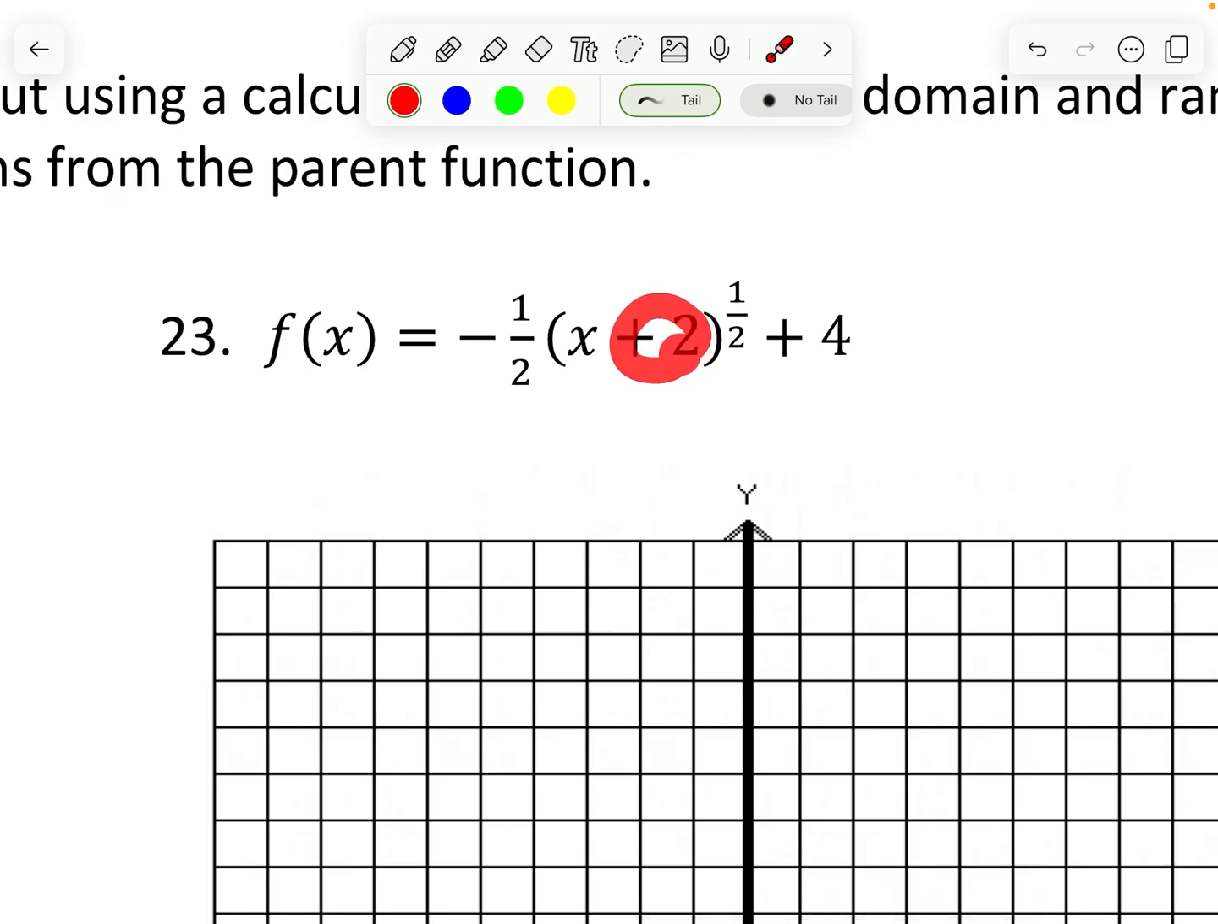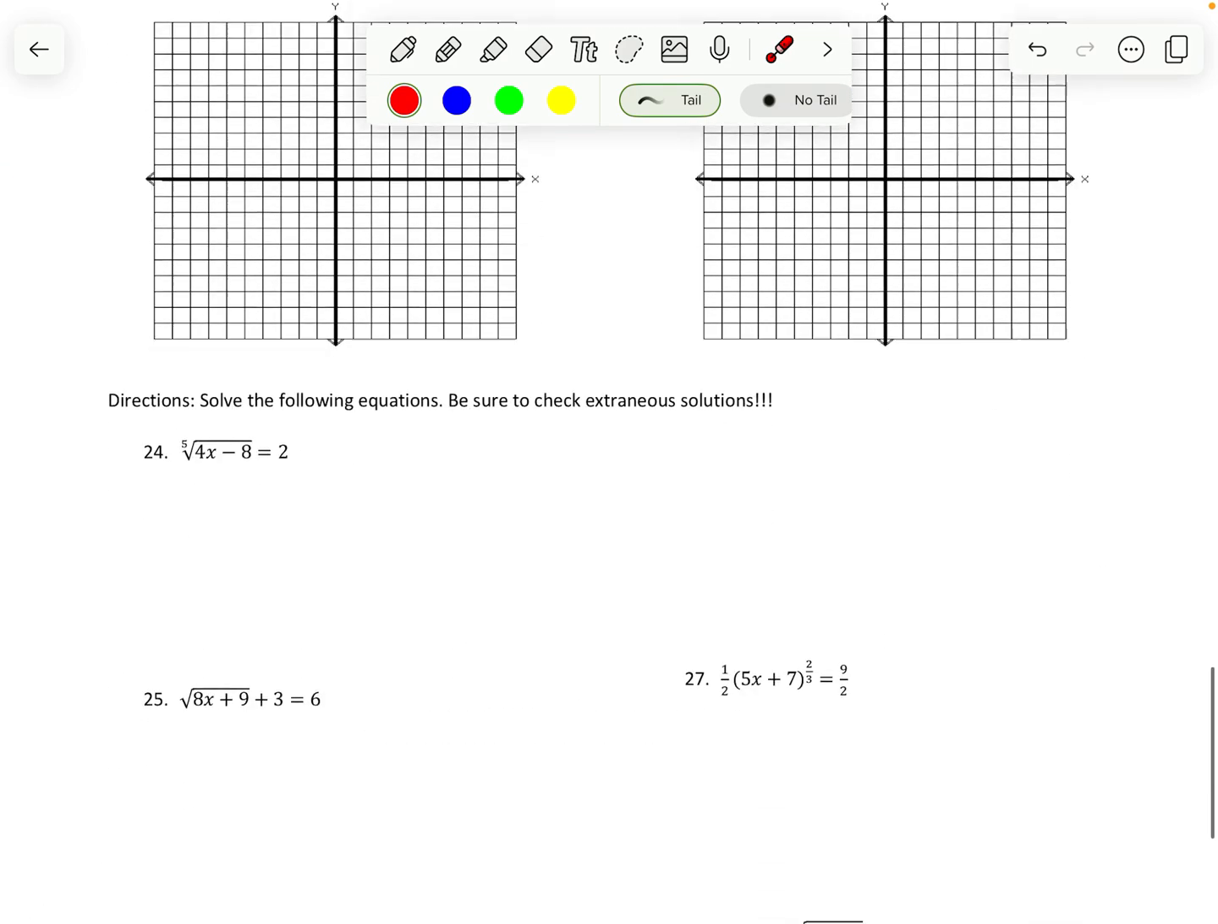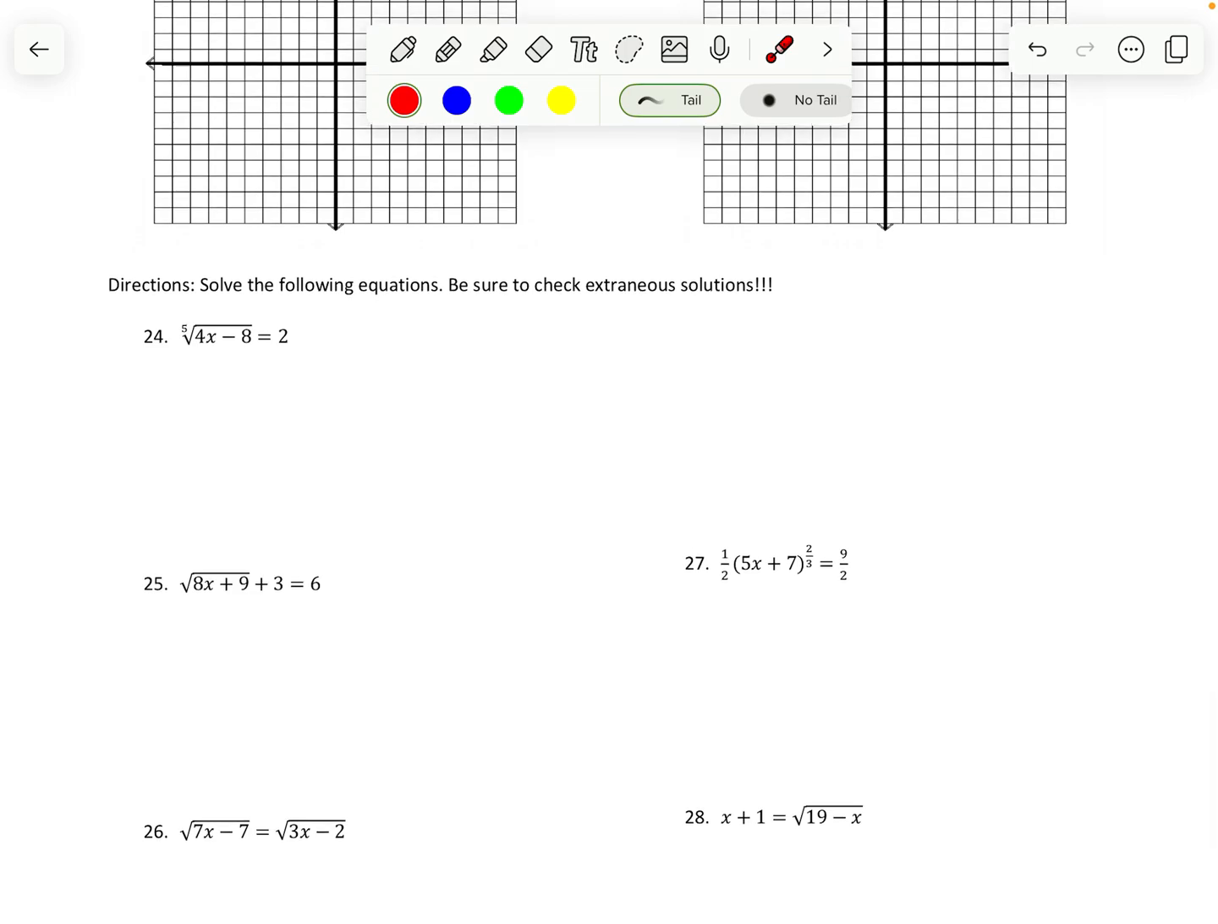This number is going to move a graph left 2, stretch it by 1/2, so it's actually a shrink in that case. This flips it, and then this moves it up 4. So always do this transformation last. Okay, but again, you can just use Desmos for those. Save you a little time on the video key here.